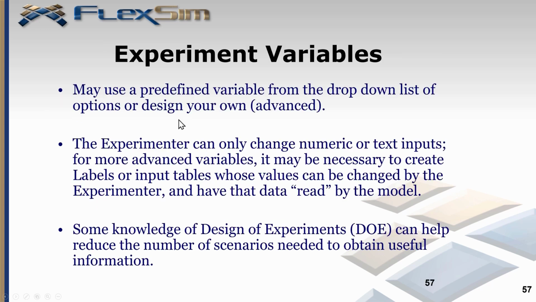Experiment variables. You may use a predefined variable from the drop-down list of options or design your own, which is a more advanced way of doing it. The experimenter can only change numeric or text inputs. For more advanced variables, it may be necessary to create labels or input tables whose values can be changed by the experimenter and have that data read by the model. Some knowledge of design of experiments can help reduce the number of scenarios needed to obtain useful information so that you don't have to run every single permutation of all your scenarios.